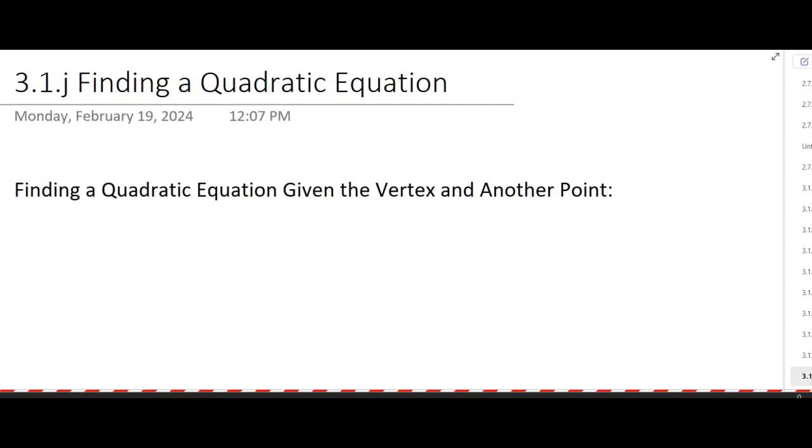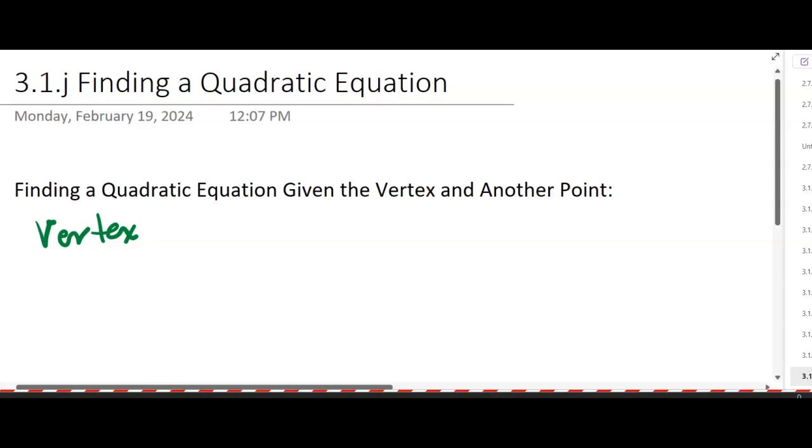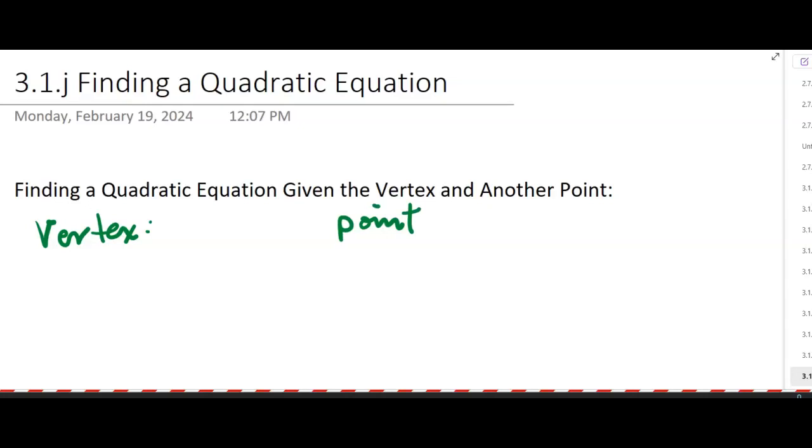So we can go the other way. If they give us the vertex, and they have to give us another point, some point, then we can find the equation of the quadratic equation. All right.